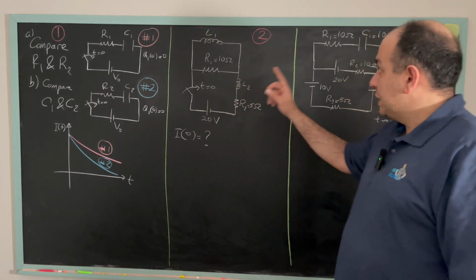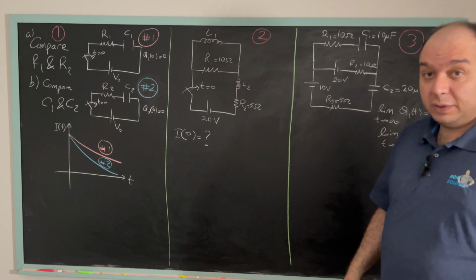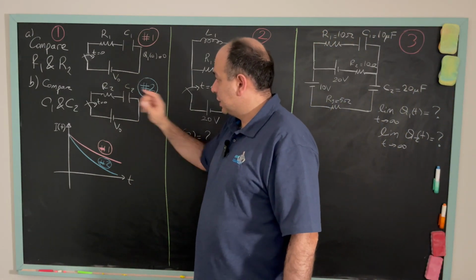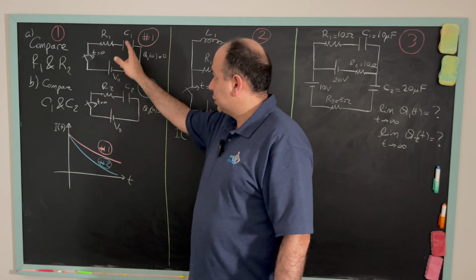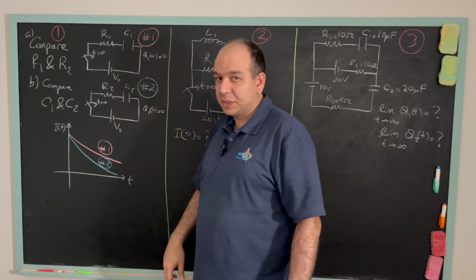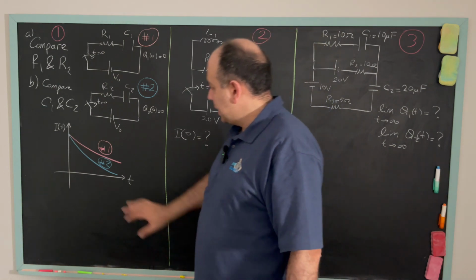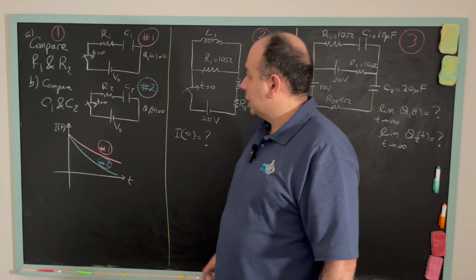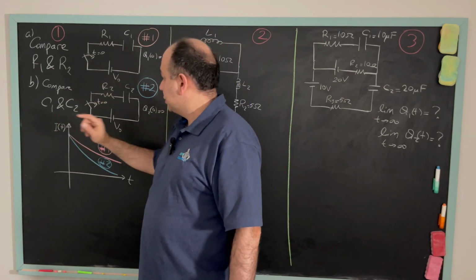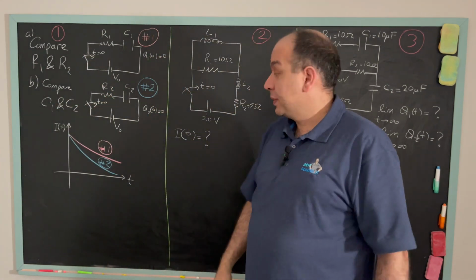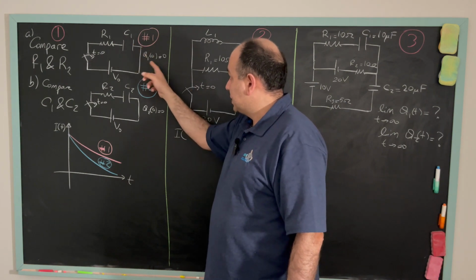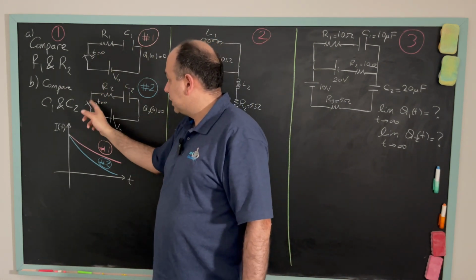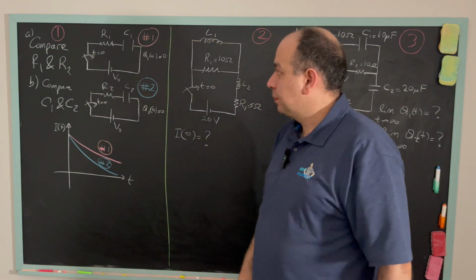We have 3 questions that we would like to solve. In the first question, we have 2 RC circuits where we actually charge these 2 capacitors C1 and C2. Based on these current versus time graphs, we would like to compare R1 and R2 values and C1 and C2 values. Initially, both capacitors are uncharged, and when time t is equal to 0, we close these 2 switches.